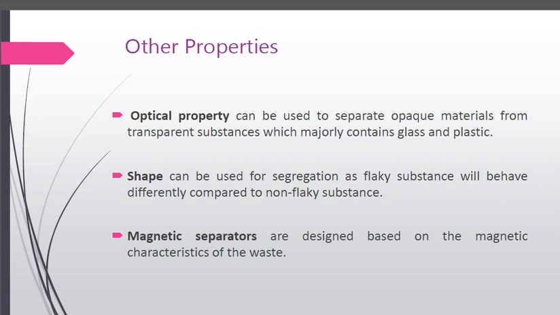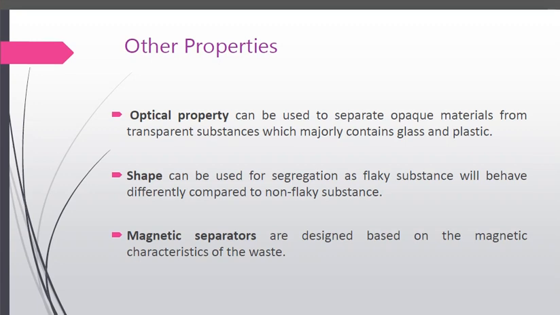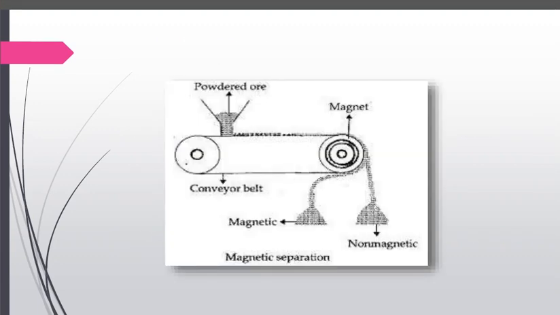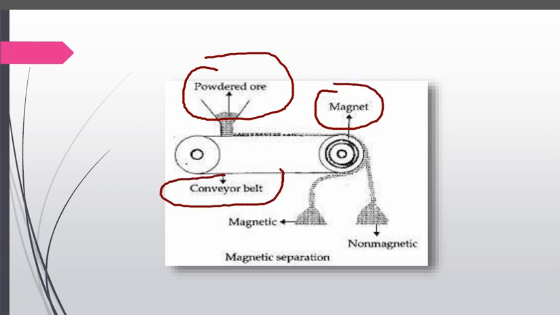So magnetic separators you can see here in the next slide. Here the magnetic separation is shown, so I can show you how it is working. This is powder form of any ore. This is a magnet. This is the conveyor belt. Basically, what is shown in this diagram is that we are putting powder over here.